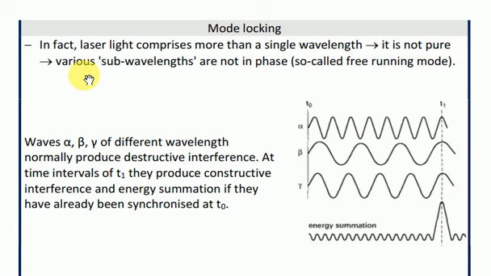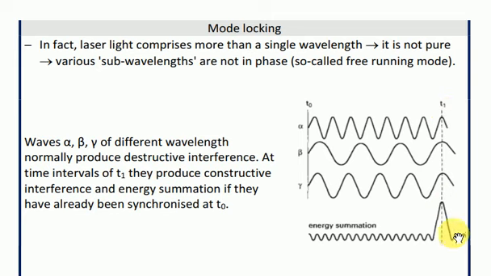So laser light is not pure. Various sub-wavelengths are not in phase, so-called free running mode. So some waves are not in phase. Waves alpha, beta and gamma have different wavelengths. They normally produce destructive interference. Now at time interval of T1, they produce constructive interference.